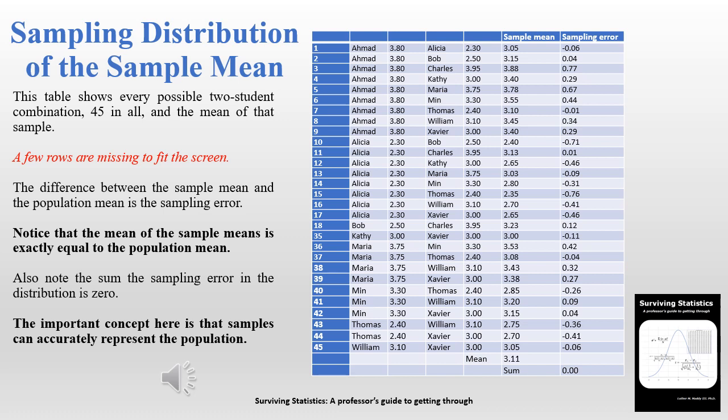Now, this is a super important concept. That means if you sample everybody, even just doing 2 at a time, you will end up with the population mean. So the concept here is that samples can accurately represent the mean. Now, we'll get into this in just a second here, but the larger the sample size, the more accurate it's going to be right off the bat. And that'll make more sense as we continue on here.